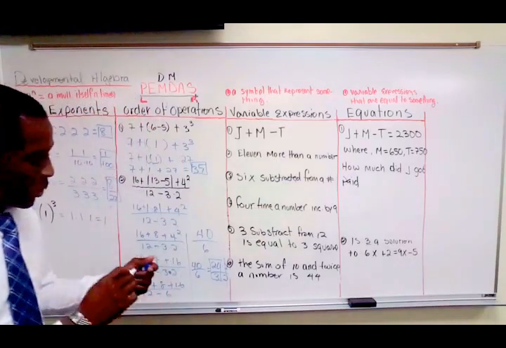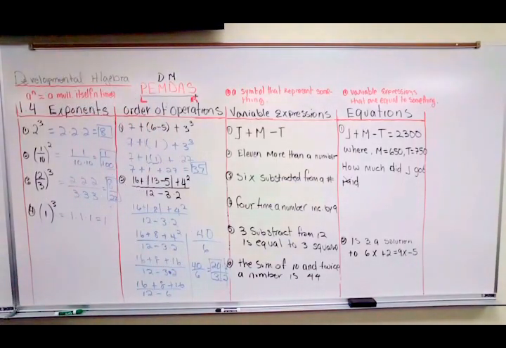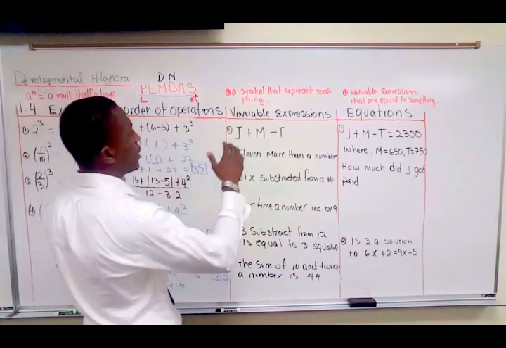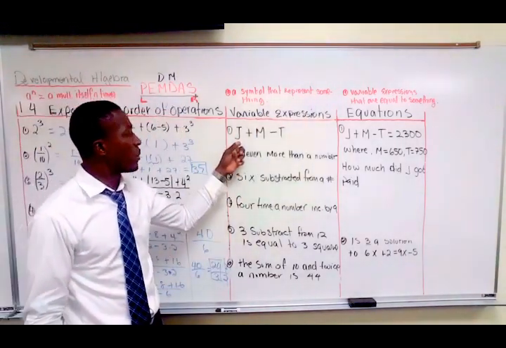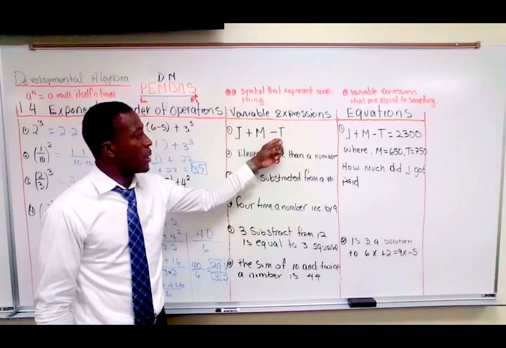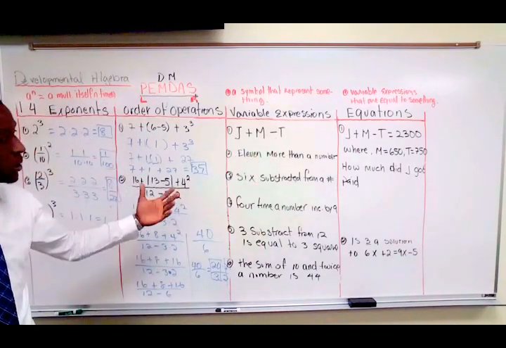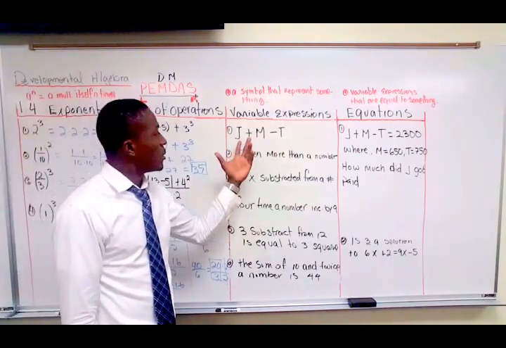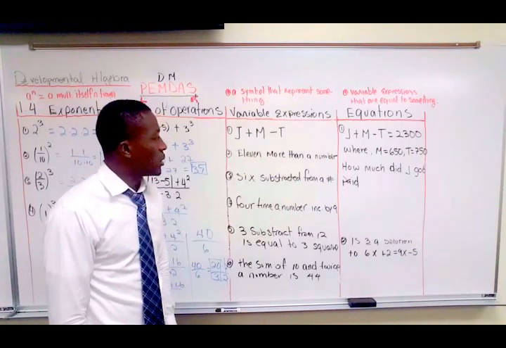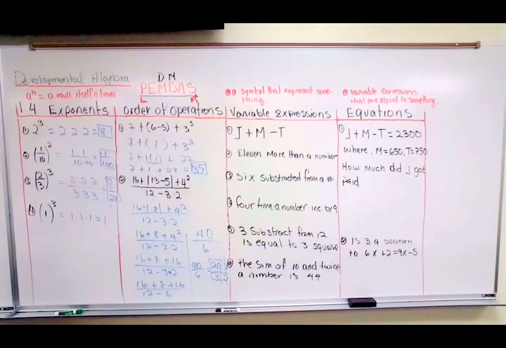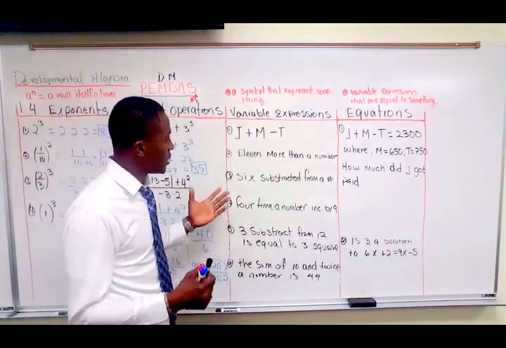As far as a variable expression, it is a symbol that represents something. You can say J represents John and Mary and excludes Thomas. That's just an expression saying, okay, just have John and Mary show up to work. Don't pick up Thomas. Okay, excluding Thomas. So that's just an expression.